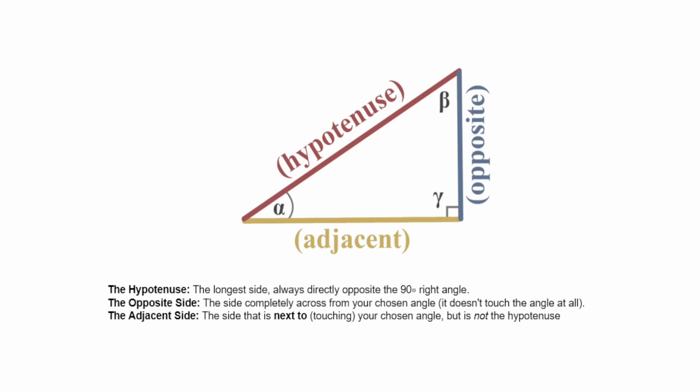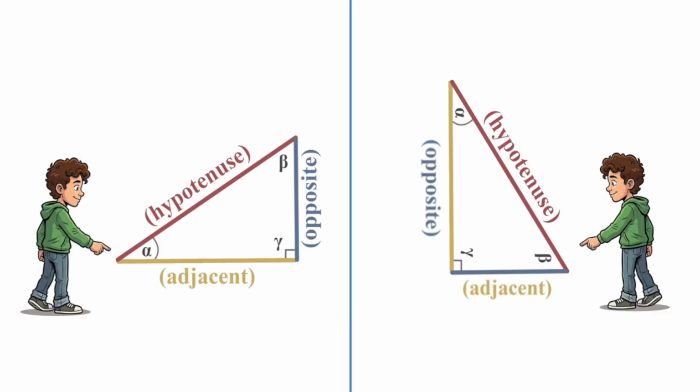The hypotenuse, this is always the longest side, and it sits directly opposite the 90-degree right angle. The other two sides from the right angle itself are called adjacent and opposite sides. Now, here is the most common trap people fall into. The opposite and adjacent sides are not fixed. They are completely relative to which angle you are currently looking from.